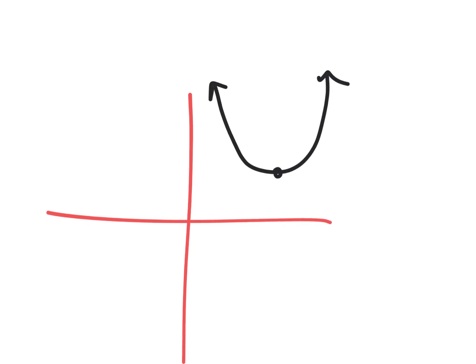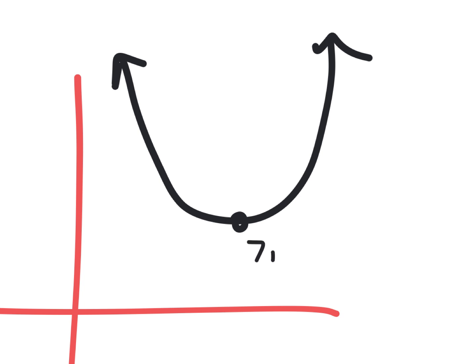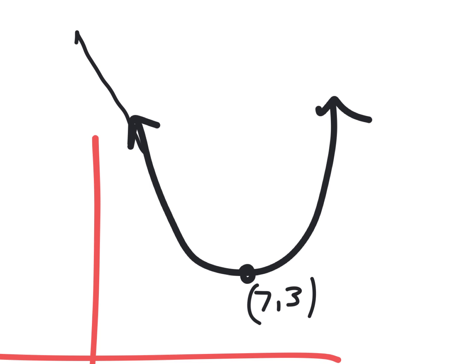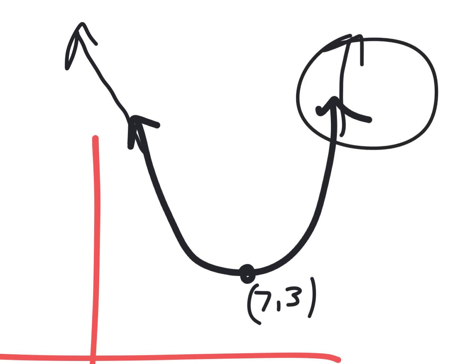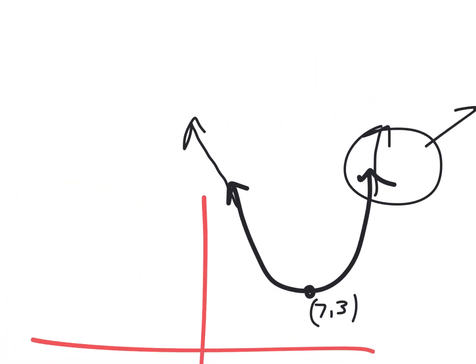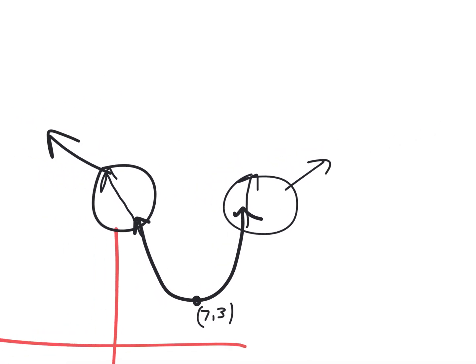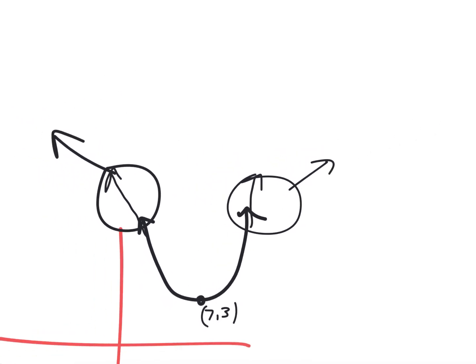I like to think of it this way. If that's the point 7, 3, do you agree that if I let this thing go and just keep going and going, it's going to keep going up and it's going to keep going to the right? It's going to keep going that way forever. So what's all my possible x's? Won't they go forever? The way you write a domain is in interval notation, so it would go from negative infinity to infinity.